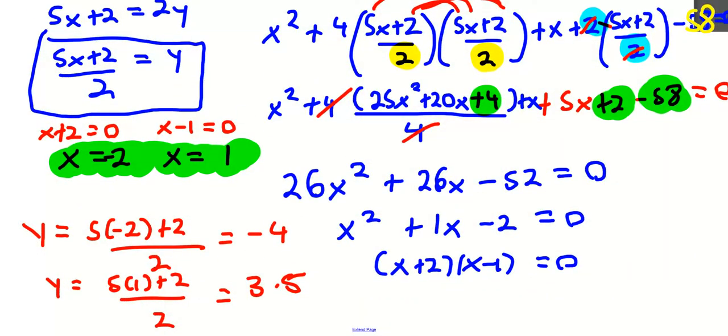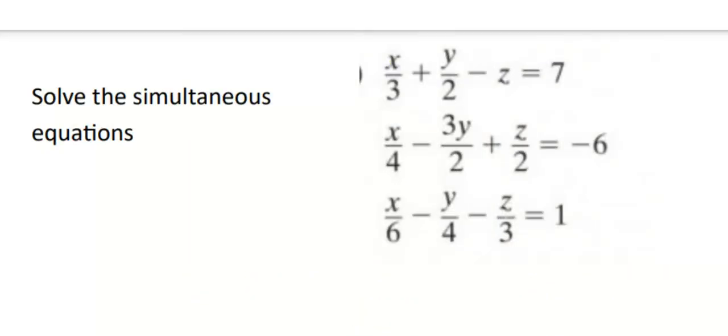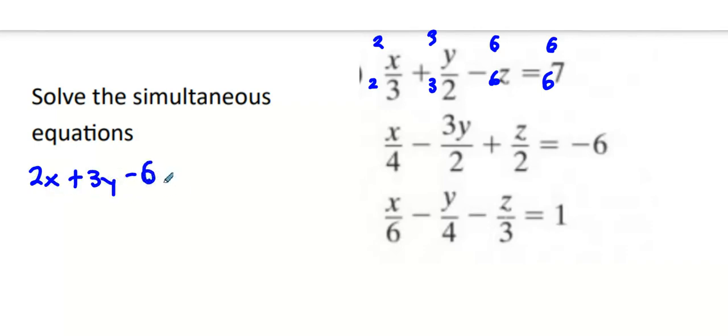All right, guys. Now, this one here, okay? Also, I want you to do a common denominator of 6. Is that okay? So, multiply top and bottom by 2, top and bottom by 3, top and bottom by 6, top and bottom by 6 again. They're all going to be over 6 then, aren't they? So, what do we get? 2x plus 3y minus 6z equals 42. Is that all right?